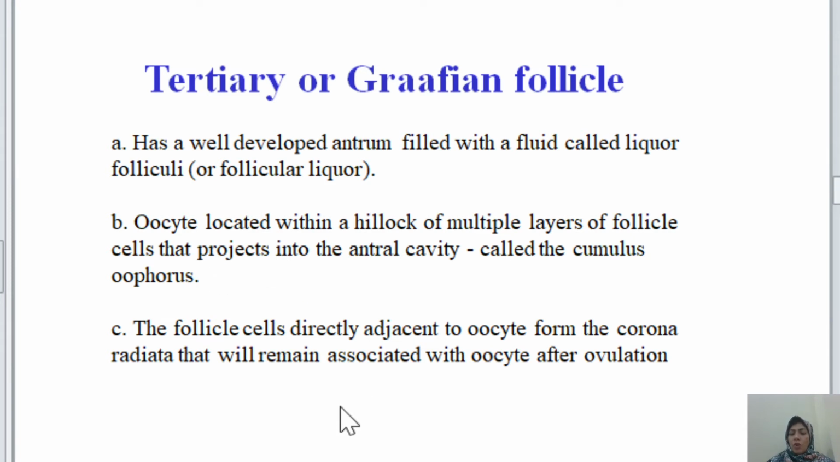The oocyte is located within a hillock of multiple layers of follicle cells that projects into the antral cavity, and it is called the cumulus oophorus. The follicle cells directly adjacent to the oocyte form the corona radiata that will remain associated with the oocyte after ovulation. Because of continued formation of liquor folliculi, the cumulus oophorus detaches and floats freely in the liquor folliculi.